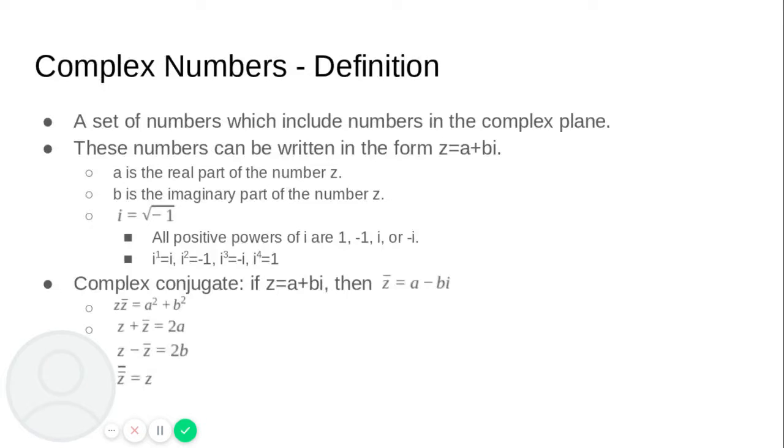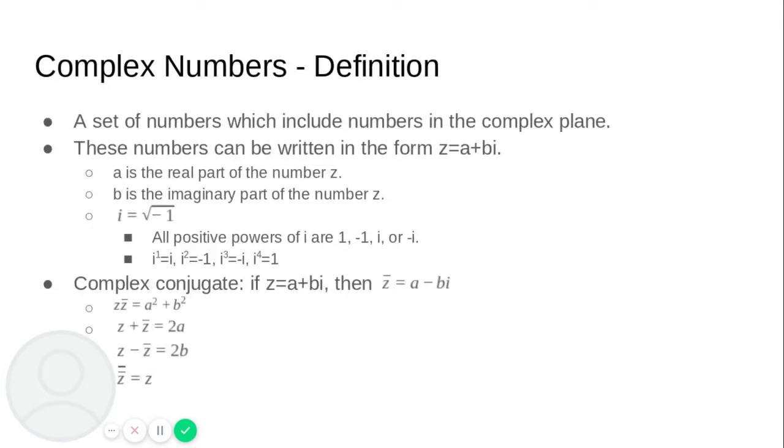form of z equals a plus bi, where a is the real part of the number, so it can be any number, 1, 2, 3, fractions, anything like that, and b is the imaginary part of the number z. Again, it can be any number. And in this case, i represents the square root of -1.